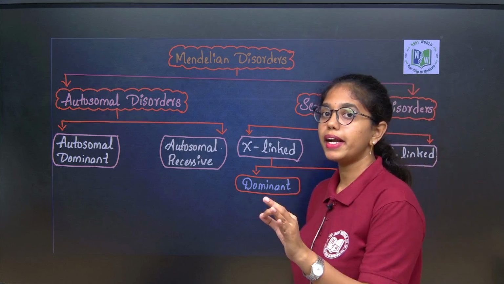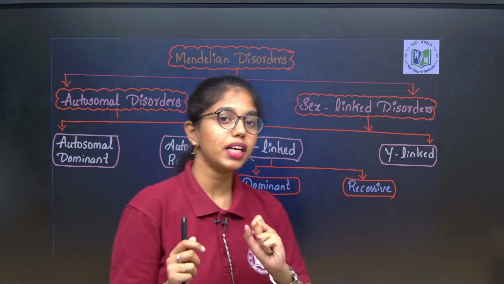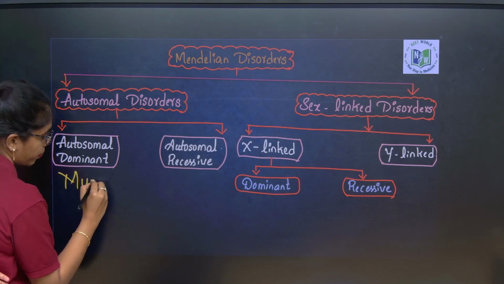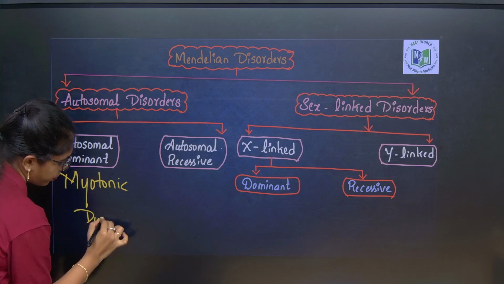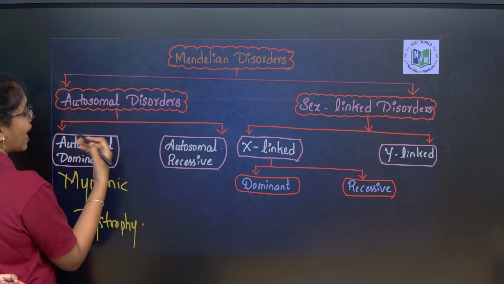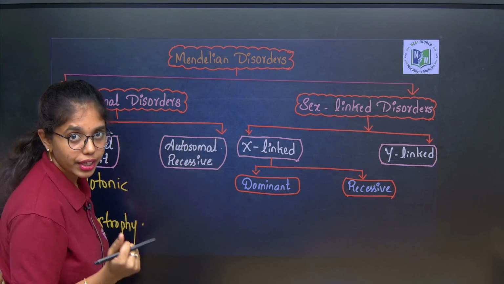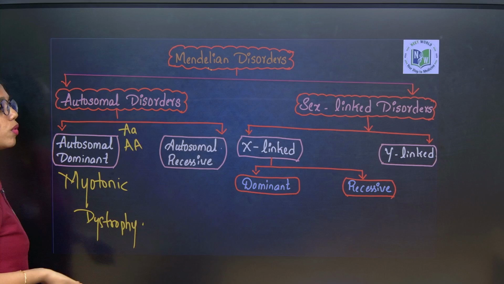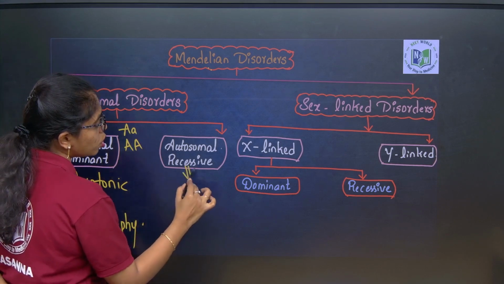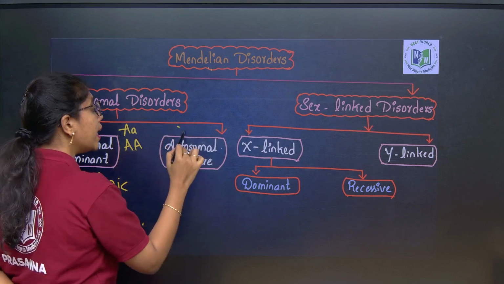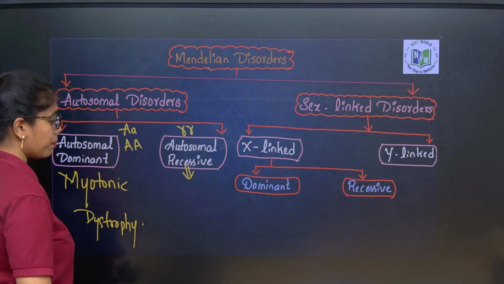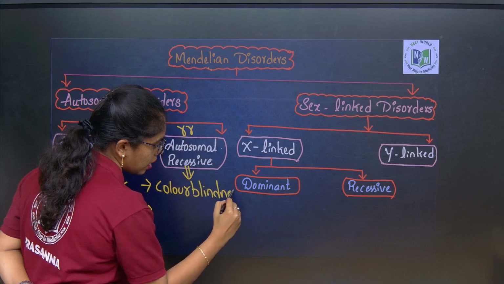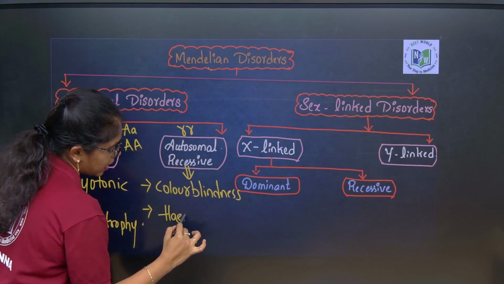Now comes the concept of Mendelian disorders. Everything I will discuss in just 5 minutes. Remember it, like autosomal dominant. Autosomal dominant disorders include myotonic dystrophy. This disease is expressed as it is autosomal dominant, following the Mendelian pattern of inheritance, which is why they are included under Mendelian disorders. It can be expressed in the heterozygous condition or the homozygous dominant condition as well. An autosomal recessive disorder is expressed only in the homozygous recessive condition. For example, the best examples for this are color blindness and hemophilia.